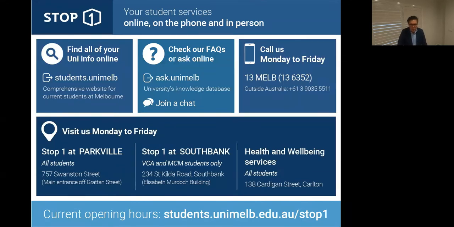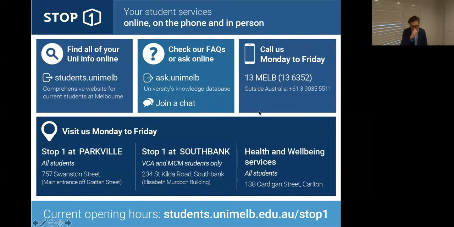So Stop One has a few ways of interacting with them. You can go to students.unimel to find all the information and ask questions there. There's a chat function, ask.unimel. You can join a text chat there, and they'll answer your questions as soon as they can. Or you can just call 13MELB, or there's an outside Australia number on the right-hand side of the screen.